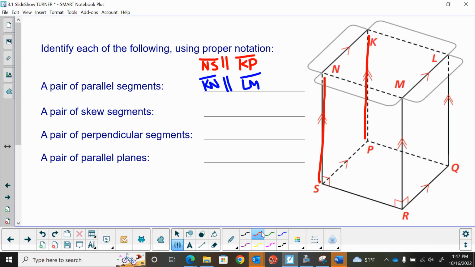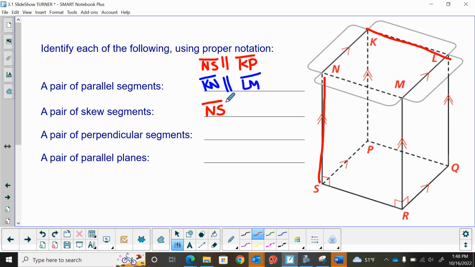All right, how about skew? Let's keep that line segment up in the front there. Let's keep NS. So now you want to think about another segment that's not parallel, so not one of those other 3 with the double arrows, and not intersecting, not on the same plane. So how about let's hop to the back, and we can go up top here and say KL. That would be a pair of skew segments.